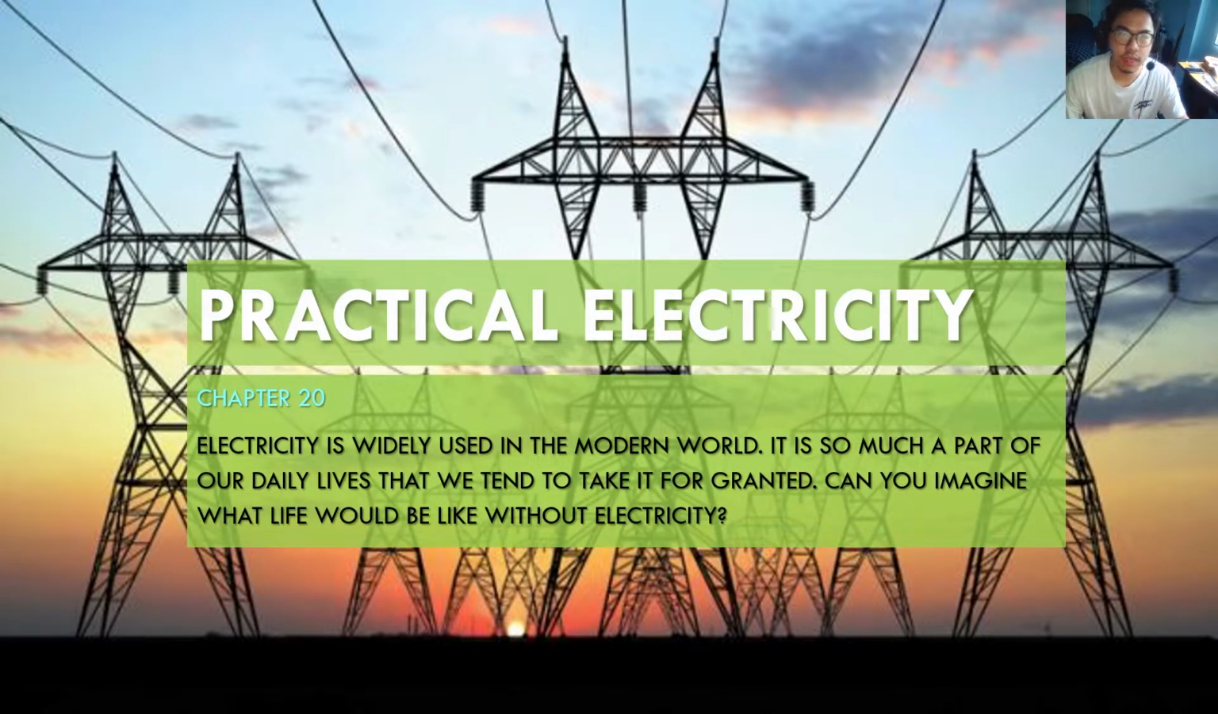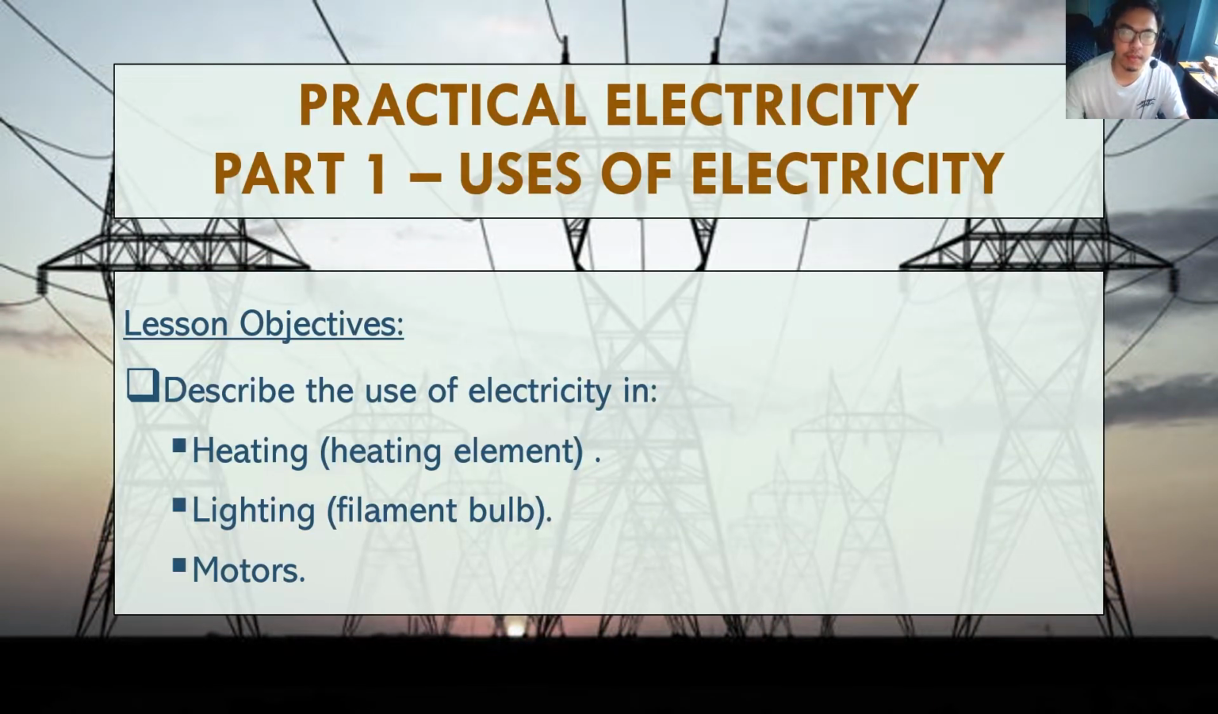In this video lesson, we're going to start off with chapter 20, and this chapter is all about practical electricity. So what can you expect in this chapter? This chapter explains how electricity is used at homes or in buildings and so on, and the dangers of electricity, and also some of the ways that we can safely use electricity at homes and in buildings. We're going to cover the first part of this chapter, and this first part talks about the usage of electricity.